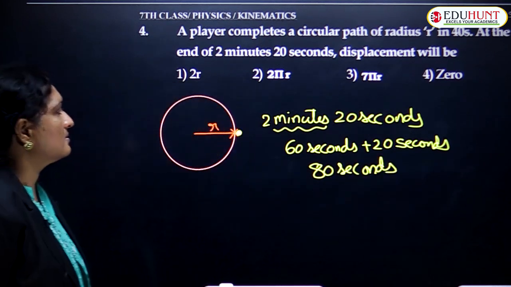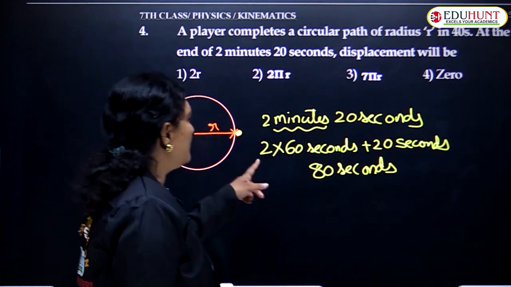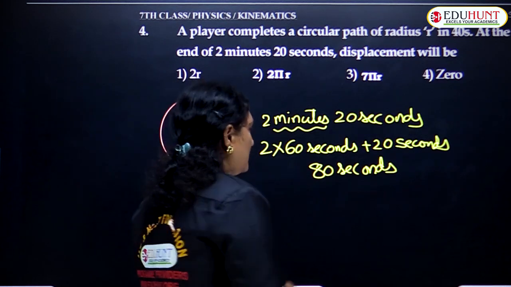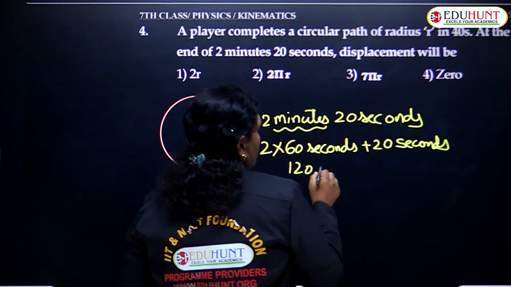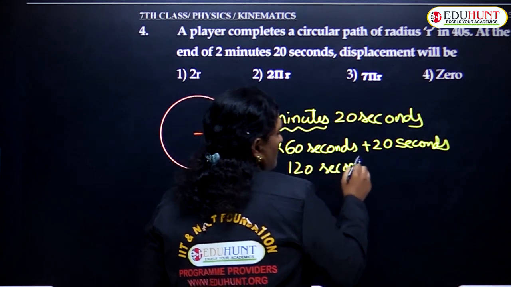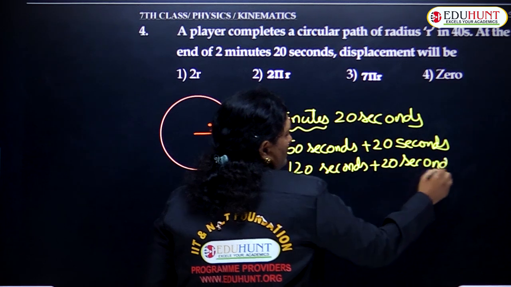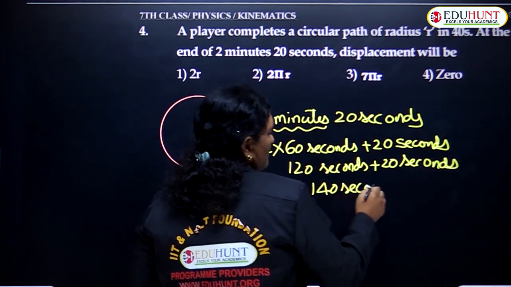2 minutes means each minute is 60 seconds. 2 minutes means 2 into 60 seconds. So 2 into 60 seconds is how much? 120 seconds plus 20 seconds. 120 plus 20 is 140 seconds.